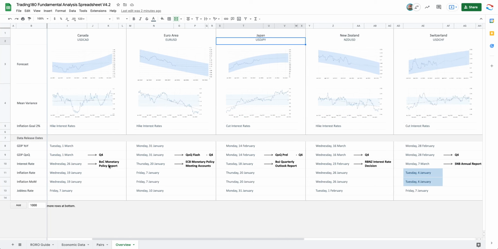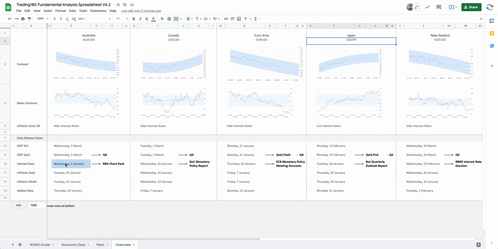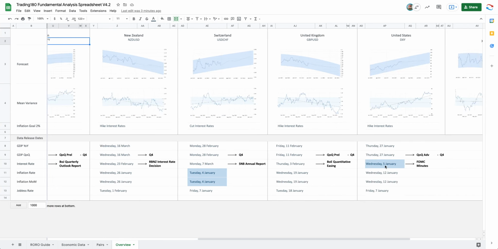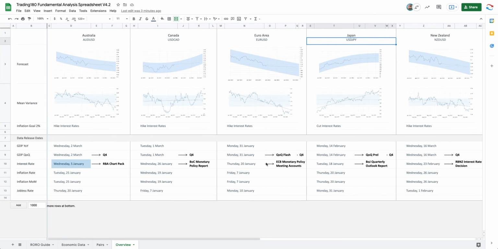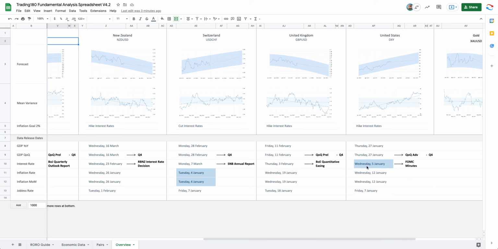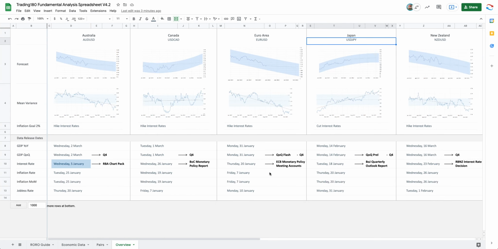The announcement is coming within the next 7 days, right? So this week we've got the Australian dollar interest rate, RBA chart pack, and then we've also got, for example, on the 4th of January, inflation rate for Switzerland, the Swiss National Bank, as well as inflation month on month. And we also have in the United States the FOMC minutes on Wednesday. So, it's the 1st of January 2022 today. So, the more that are highlighted in this blue color, the more releases we have for that week.